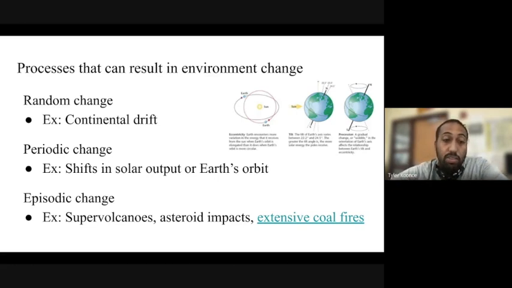Periodic changes, so these are like shifts in solar output or the Earth's orbit. These are things that we know. For example, the Earth's tilt, we know when that's going to change. We know when the orbit is going to change and where it's going to be at. So we can predict those things. And then episodic changes, these are things like supervolcanoes, asteroid impacts, coal fires. It's like big, out of the ordinary events. That's what you can think of them as. And we'll go through these one by one a little bit more in depth.